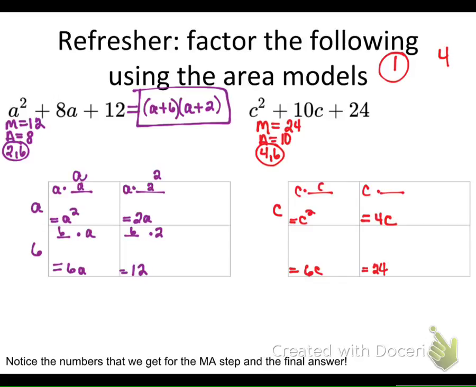C. Yeah, that's the first width. C times what equals 4C? What do I do with these widths? Bring them down.